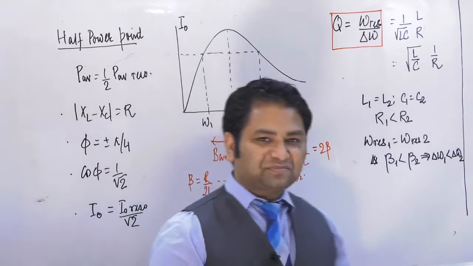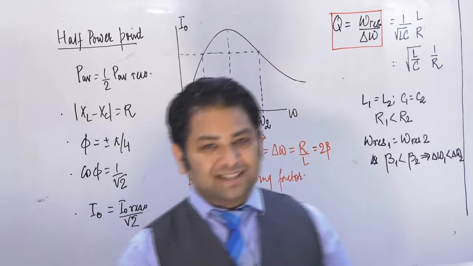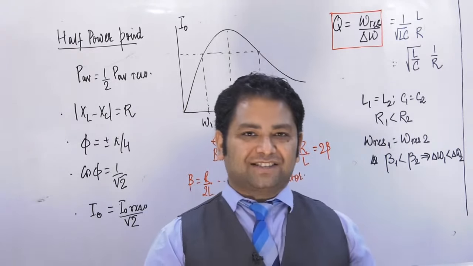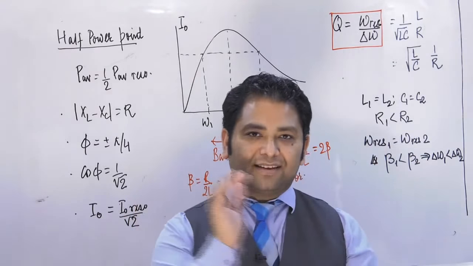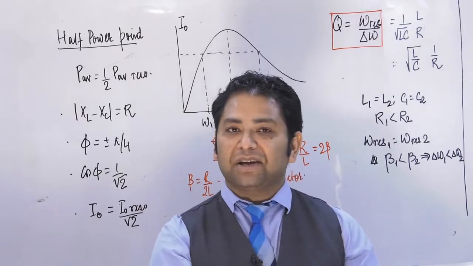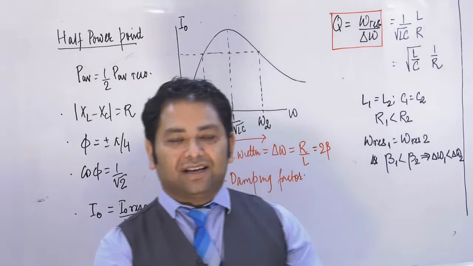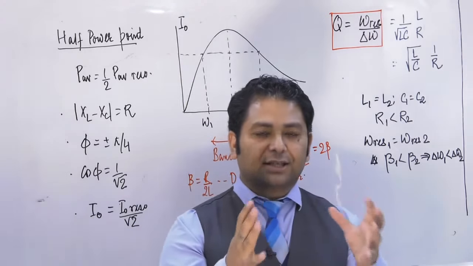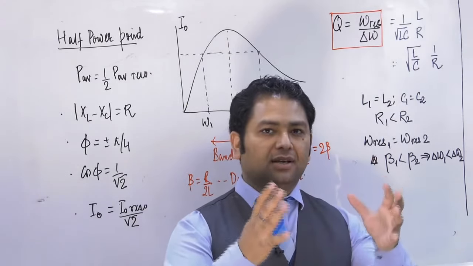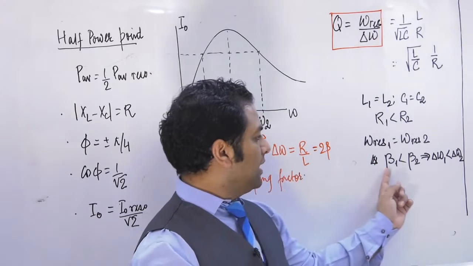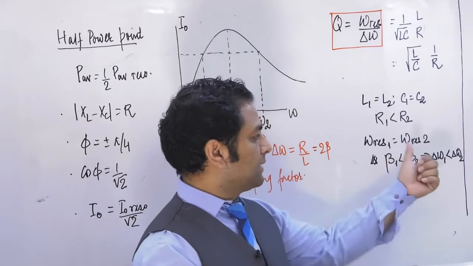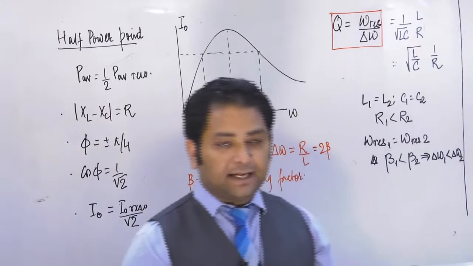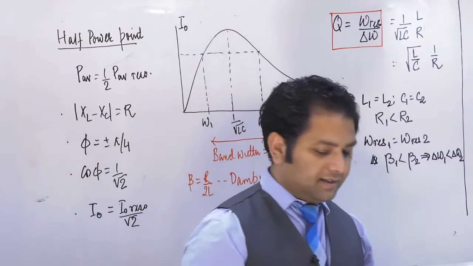Now don't say that less bandwidth is a drawback, because we Indians are good at bargaining. Anything less means we think that is bad, but it is not. Lesser bandwidth means the curve would be sharper. And you can think in this way, lesser damping is always a better thing. So beta 1 less than beta 2 is always an advantage.